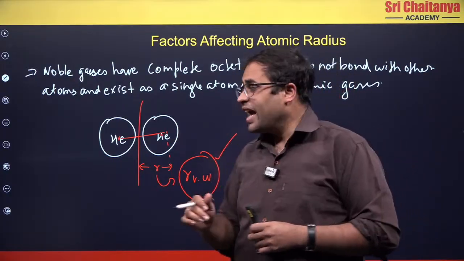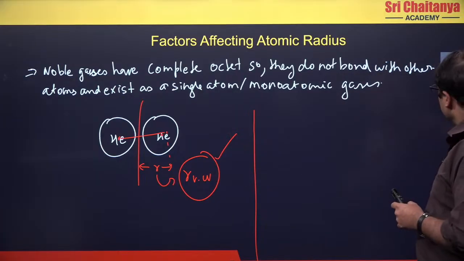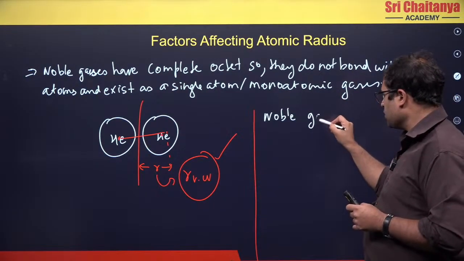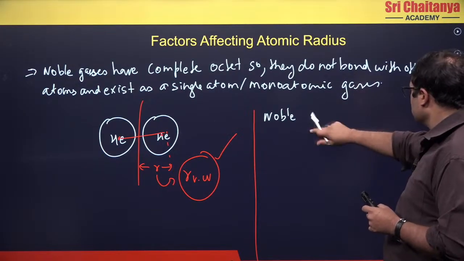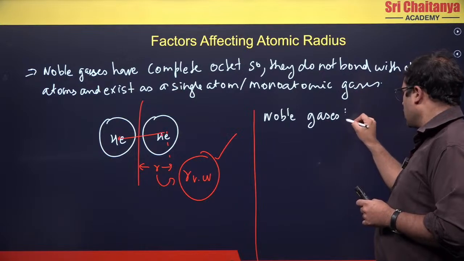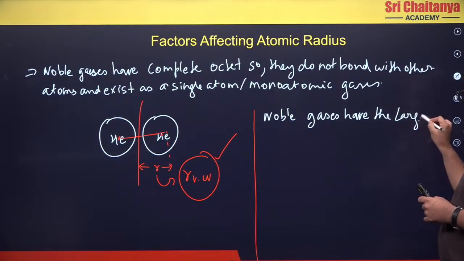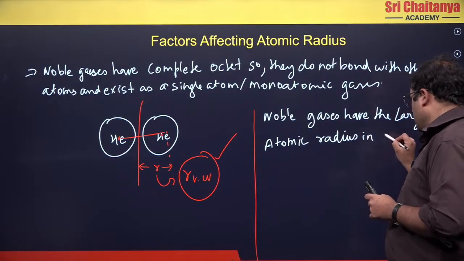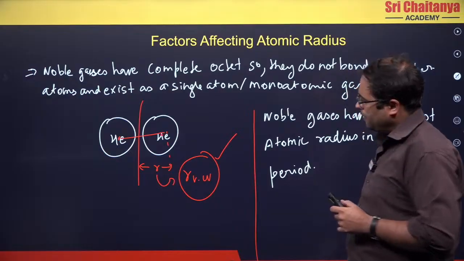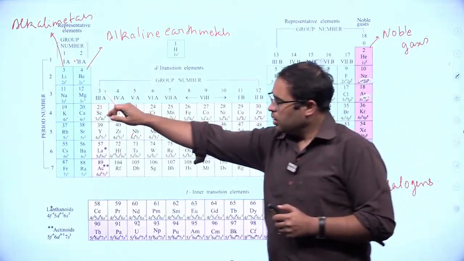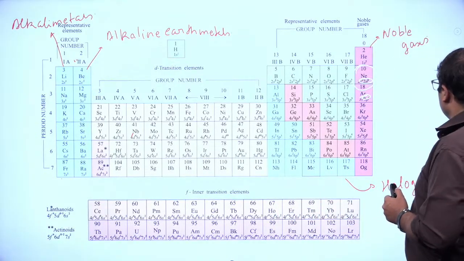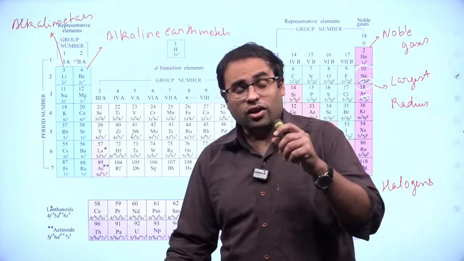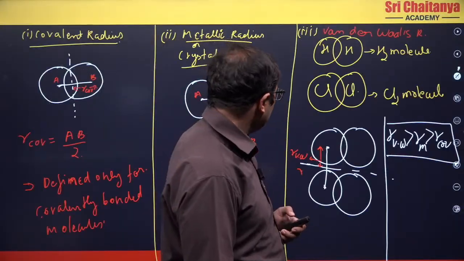And understand that noble gases, the point to write here is that because van der Waals radius is the largest, noble gases have the largest atomic radius in a period. Okay. So what I'm trying to say is, in this one, if you come from here to here, this will have the largest radius, because the radius which we are measuring in case of noble gases is van der Waals radius. So that is why this was important.